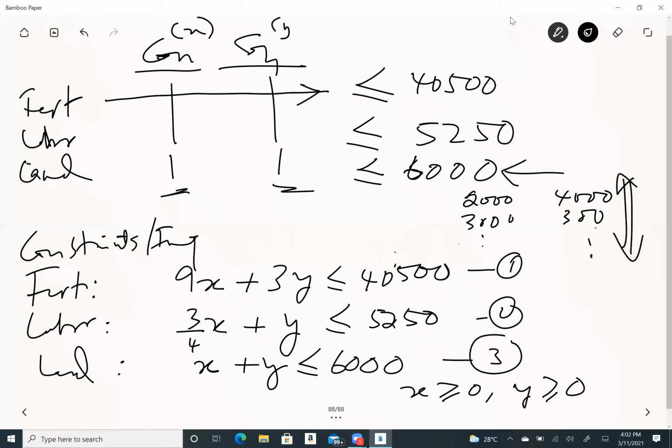And of course, there is the automatic constraint, you don't have to write this: x bigger or equal to 0, y bigger or equal to 0. If you don't do it, it's fine. If you want to do it, that is fine. But the most important will be the actual constraints. So these are the constraints or the inequalities.